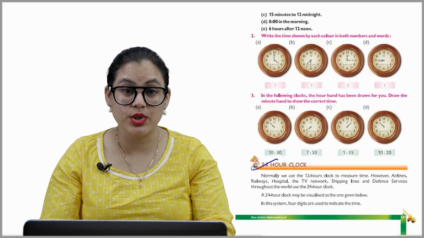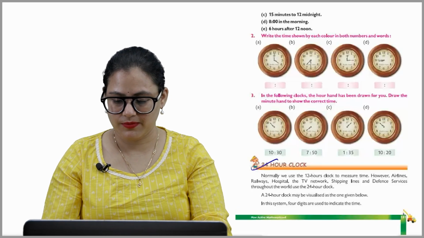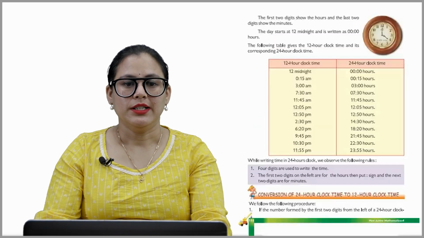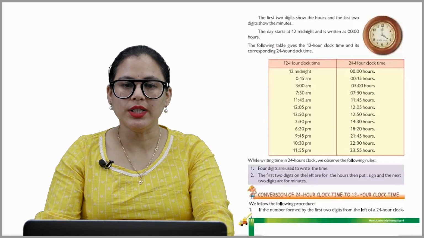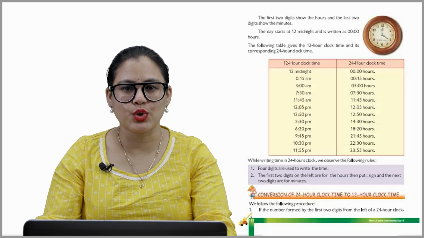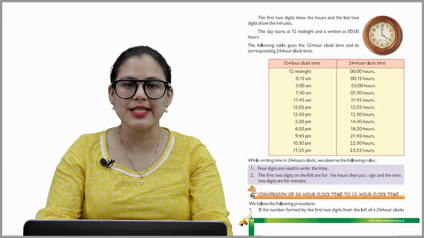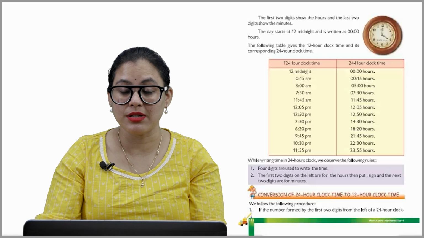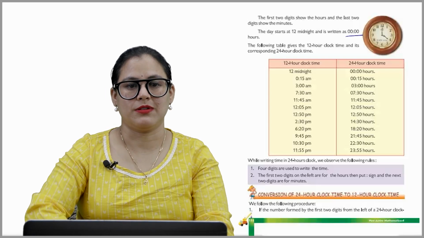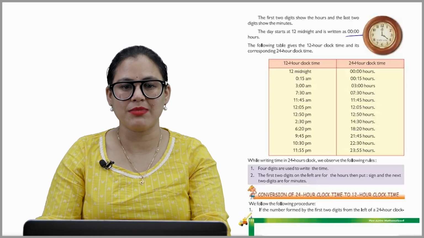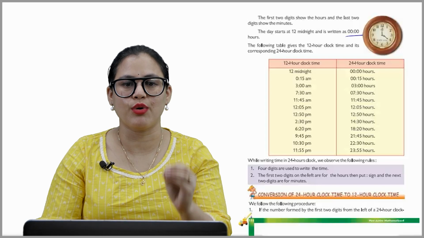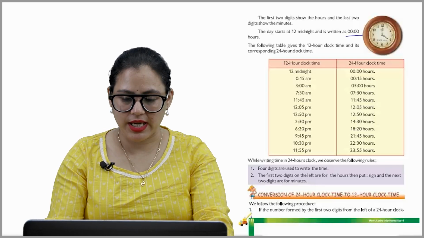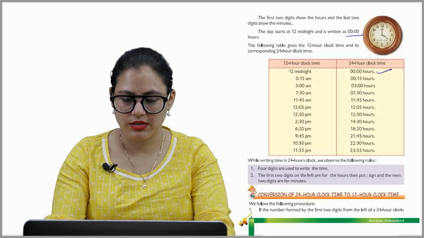In this system, 4 digits are used to indicate the time. The first 2 digits show the hours and the last 2 digits show the minutes. The day starts at 12 midnight, you know that, and is written as this. The following table gives the 12-hour clock time and its corresponding 24-hour clock time. 12 midnight is written as this.